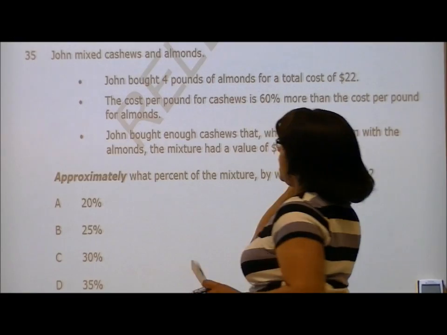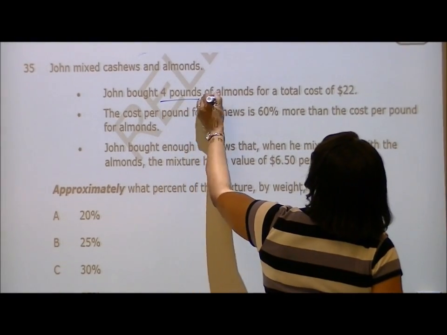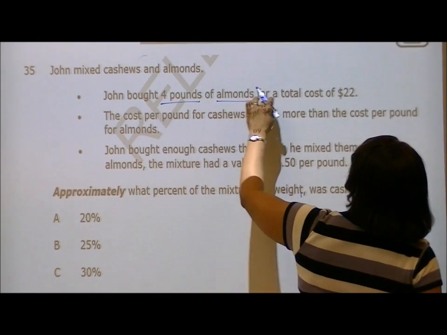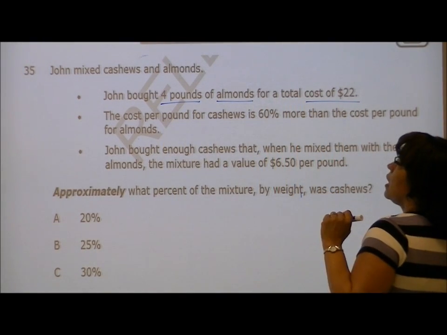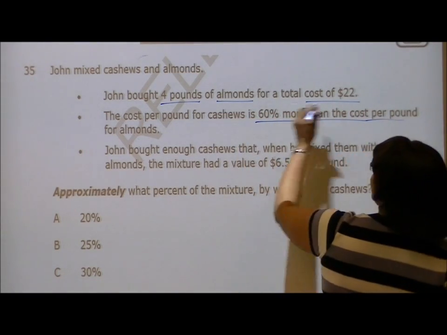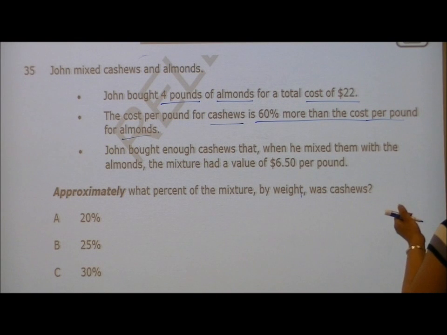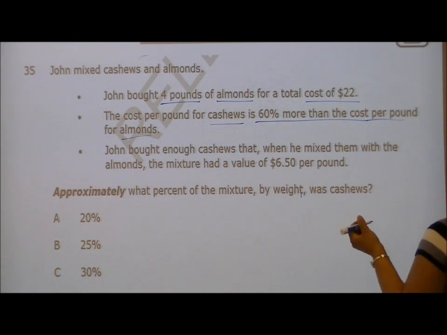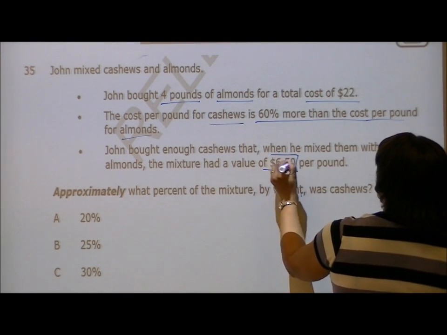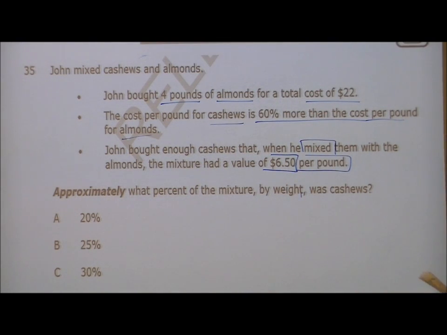35. John mixed cashews and almonds. John bought 4 pounds of almonds, so we know the almonds were about 4 pounds for a total of $22. The cost per pound for cashews is 60% more than the cost per pound of almonds. John bought enough cashews that when he mixed them with the almonds, the mixture's value was $6.50 per pound. And that's when he mixed them. So now we have to figure some things out.